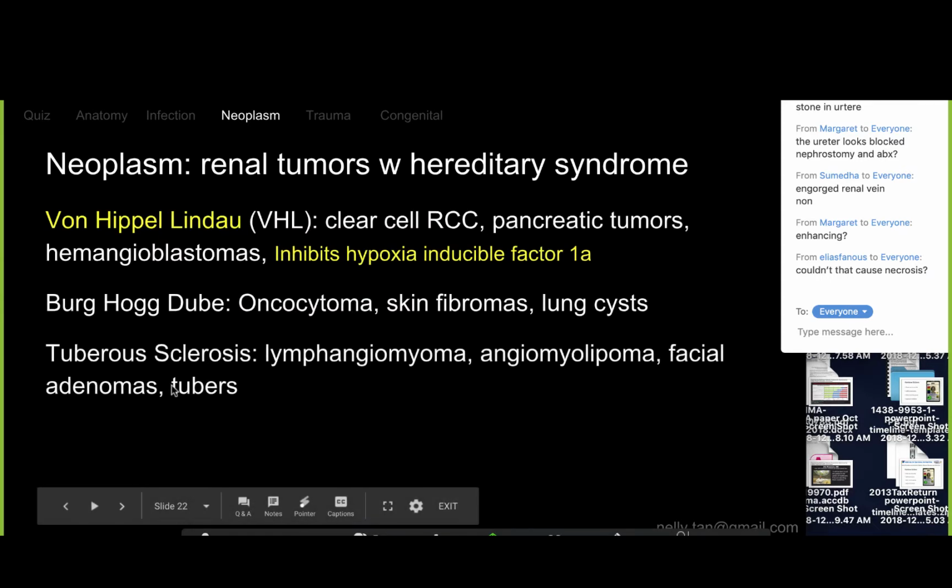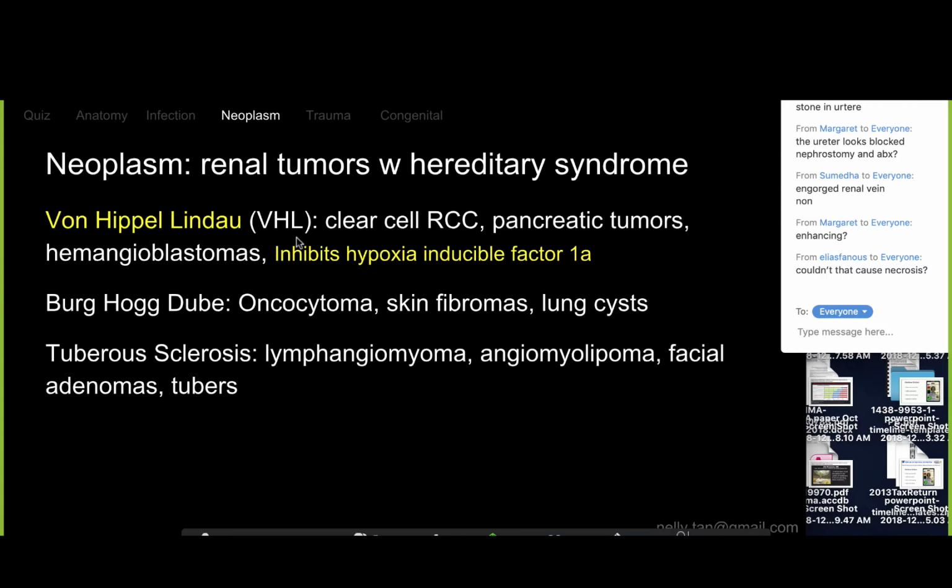Neoplastic syndromes, the ones that you should probably know about are VHL and TS. VHL is a defect in chromosome 3, and then they get a combination of RCCs, pancreatic tumors, and hemangioblastomas in the retina or in the spine, and it's due to this defect, HIF1 alpha.